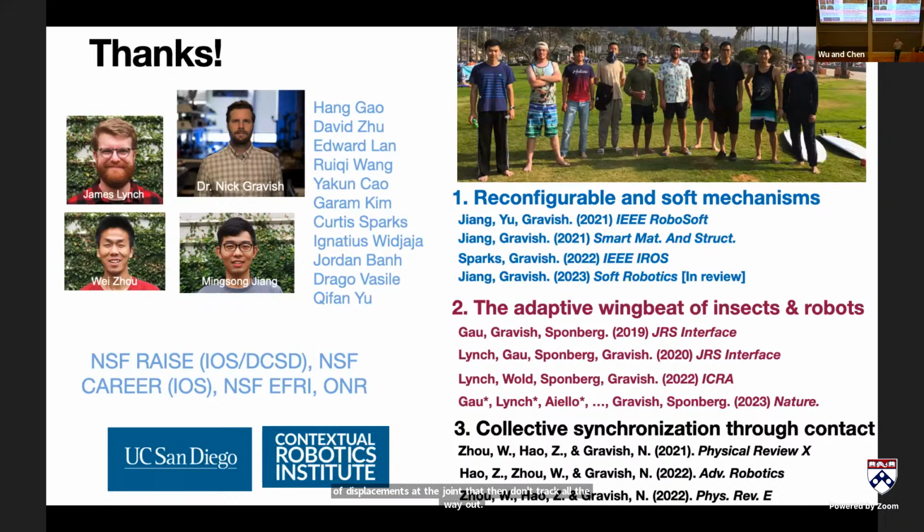Still, you have a force or torque acting back on the joint, and so you still might see the same thing. But I think it's a super interesting question of what is the role of passive body mechanics in this kind of synchronization process. Yeah, thanks.